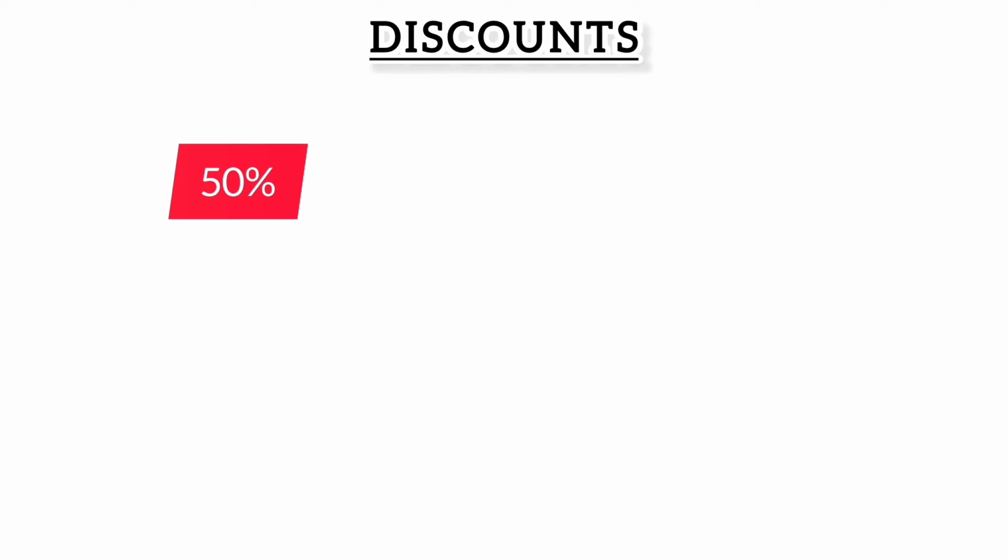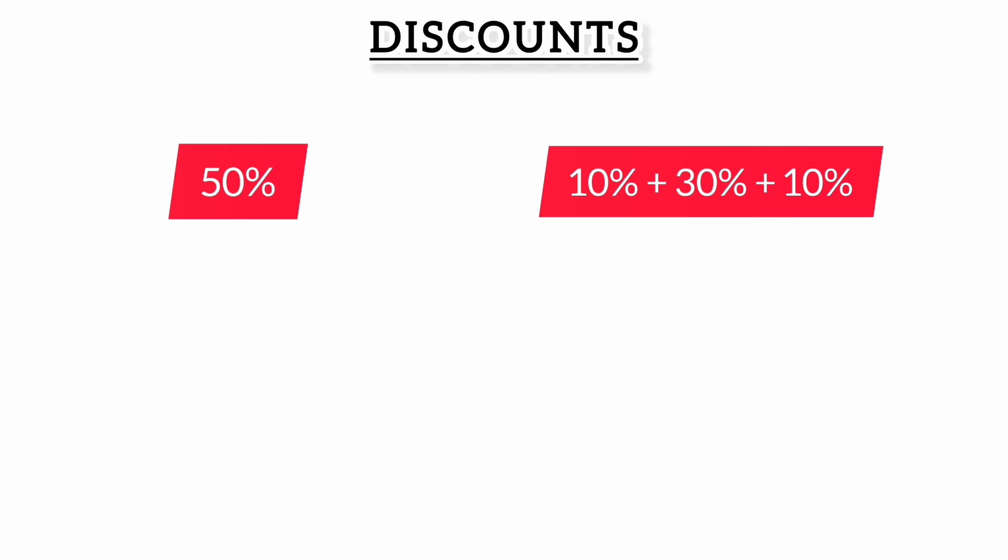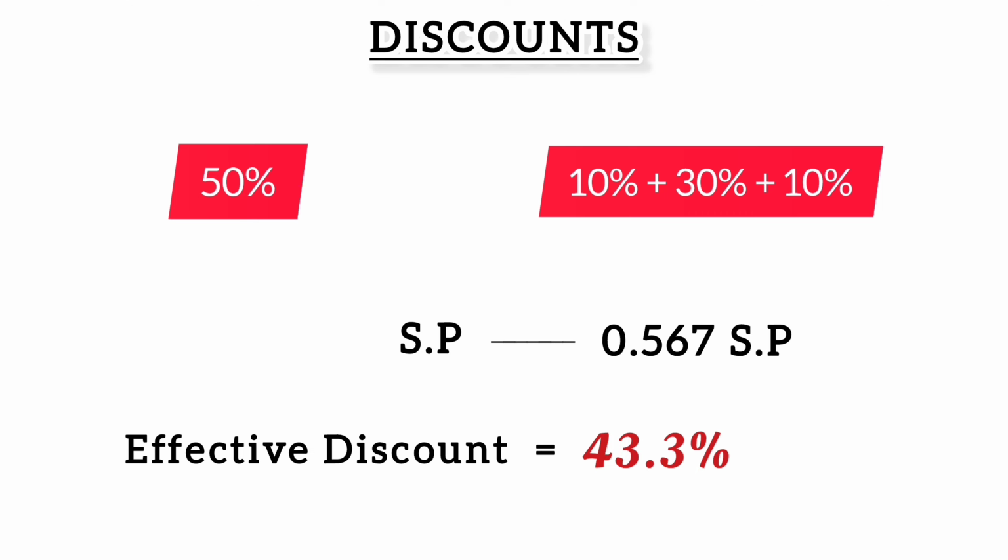Similarly, instead of 50% discount, you see 10% plus 30% plus 10%. For both 10%, the multiplier is 0.9. For 30%, 0.7. Club all the three together, the result is 0.567. An effective discount of 43.3%, which is much less than 50%.